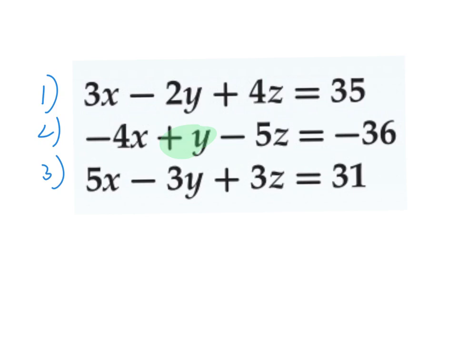Now there's not going to be one all the time that's that obvious, right? But those are the things you kind of want to look for. So if I can combine these 2 together and cancel the y, I have an equation left with just x and z. If I do the same thing with 2 and 3 and cancel the y, I'll be left with just an equation of x and z.